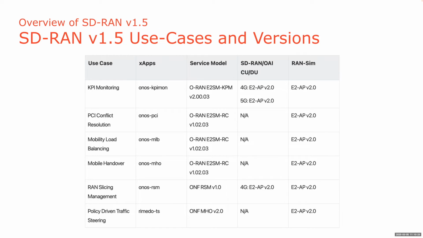And also for RAN slicing, we didn't change anything, so we still support it, using the OAI 4G RAN stack, not 5G but 4G, with E2AP version 2.0. We can manage the RAN slicing there. And PCI conflict, MLB, MHO, and policy-driven traffic steering are not working with the OAI RAN stack at this time. But with the RAN simulator, using E2AP 2.0, KPIMon, PCI, MLB, MHO, RSM, and Realtime TS, every xApplication and use case can work with this.